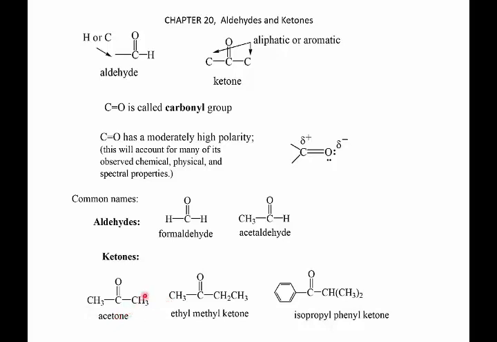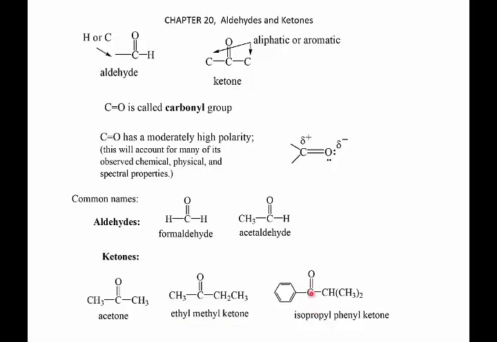Now, an optional way to name ketones is this. One simply names the two carbon groups attached to the carbonyl group, and those groups are named in alphabetical order using separate words for them. So for this particular ketone, the common name is ethyl methyl ketone. Ethyl alphabetically comes before methyl, so it appears first in the name.